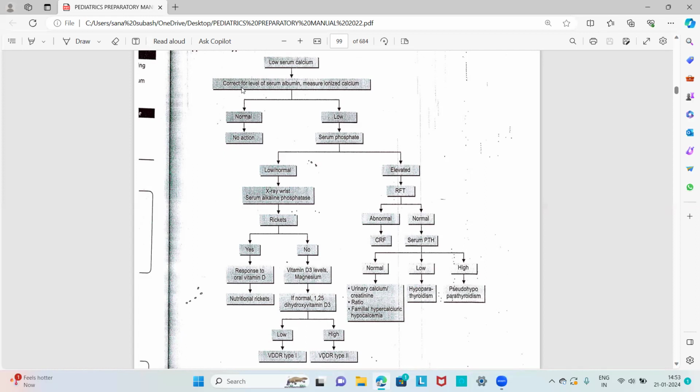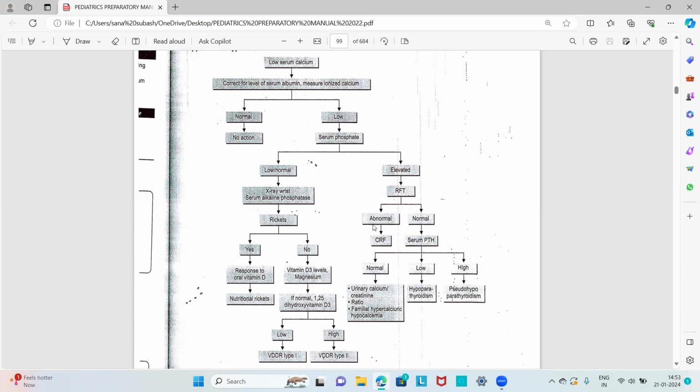First, we have to look for the total serum calcium, and then measure the ionized calcium. If the ionized calcium is normal, no action should be taken. If the ionized calcium is low, we have to check further. We have to check the serum phosphate, and if it is elevated, we have to do the renal function test.